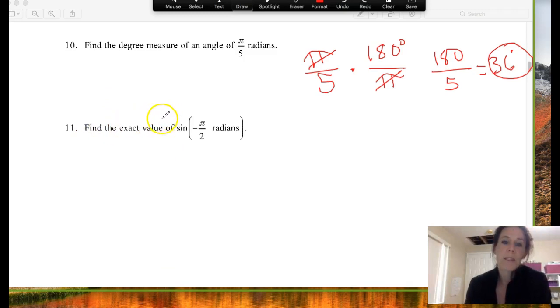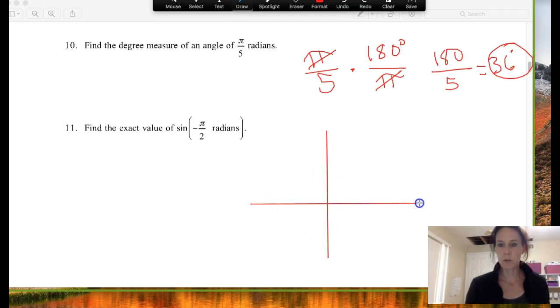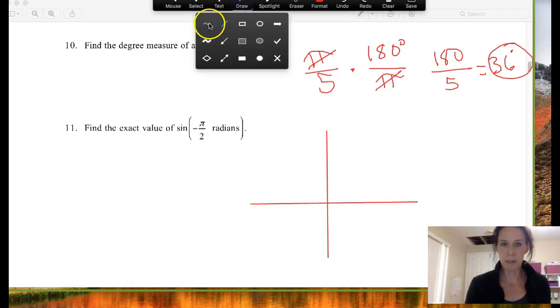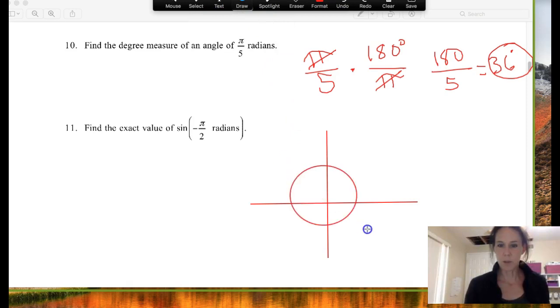All right, we want to find the exact value of sine of negative pi over 2 radians. Okay, so now we're going to be in radians. Now think about your unit circle and where that would be. I'll pull over the unit circle, but I'd like you to think about it for a second. Let me see if I can draw a prettier circle. All right, there's a little unit circle. Now where's negative pi over 2?